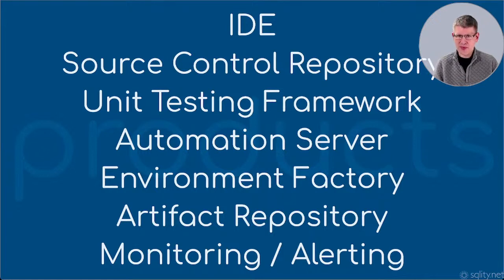Then you need some form of automation server. A CI server, a CD server, a continuous integration, a continuous deployment server. You can use one in the cloud like Azure DevOps or GitHub Actions. You can use a self-hosted one like TeamCity. There are many, many versions out there.